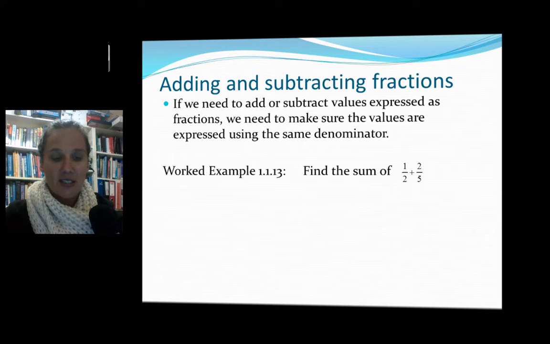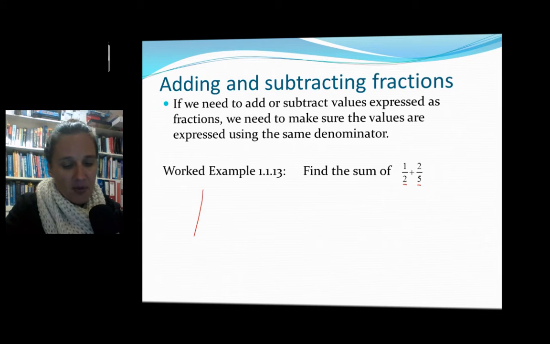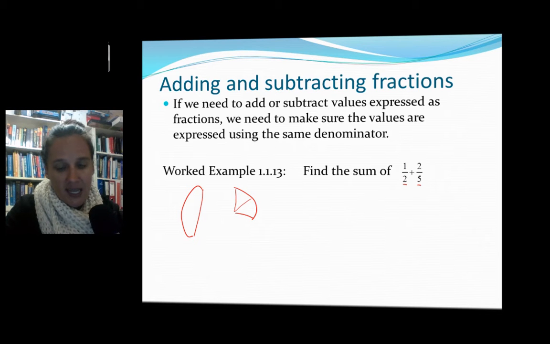Adding and subtracting fractions. If we need to add and subtract values expressed as fractions, we need to make sure our denominators are the same. So here we've got a denominator of 2 and a denominator of 5. Remembering our numerator is at the top, denominator at the bottom. And if we drew this up, we've got half a pizza here and 2/5 is about like that. We could put them together, but we don't really know what it is. And we're going to use equivalent fractions so that we can have the same denominator for both to be able to add these together.